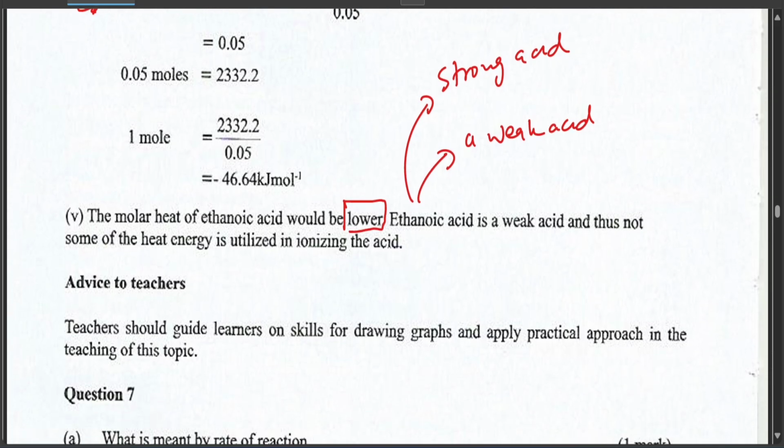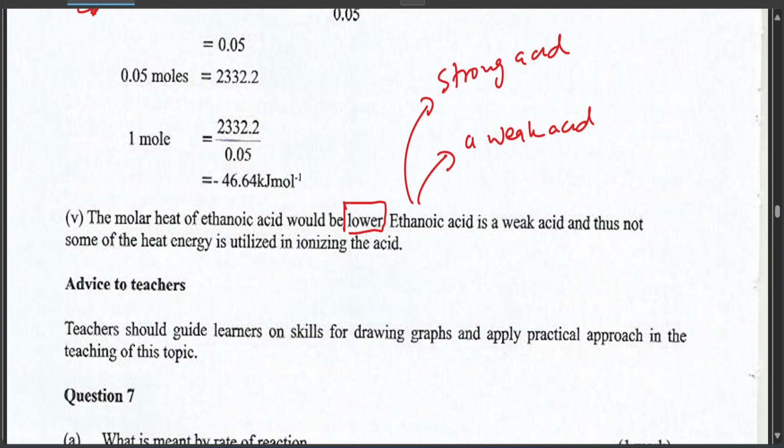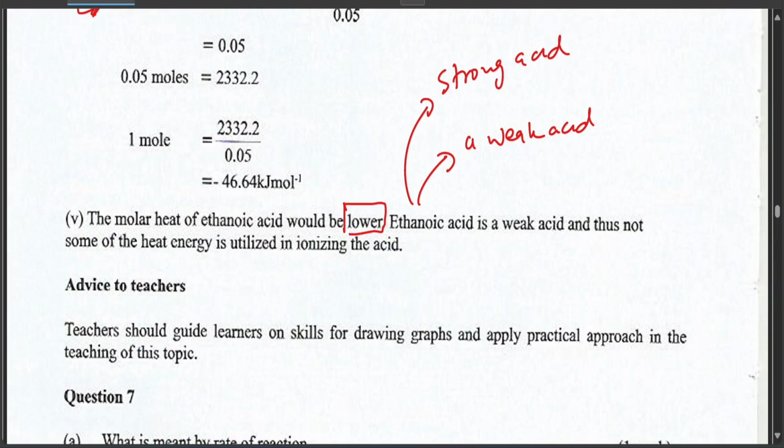So the advice to the teachers: they were supposed to guide the learners on skills for drawing graphs, and how to interpret those graphs. We shouldn't teach our students just how to draw graphs. We also need to teach them how to interpret those graphs. This is a very key concept that we lack amongst ourselves also. It's very sad to say that, but we lack that concept. We teach our students to draw graphs rather than also teaching them how to interpret them and how to apply them in life.